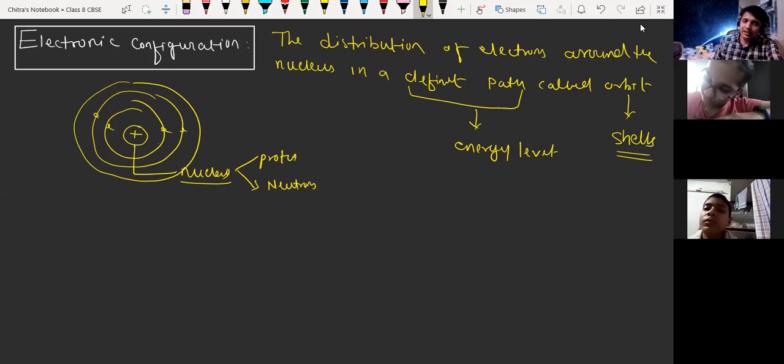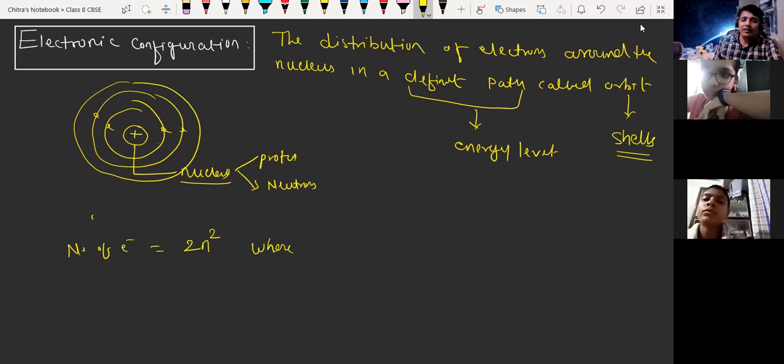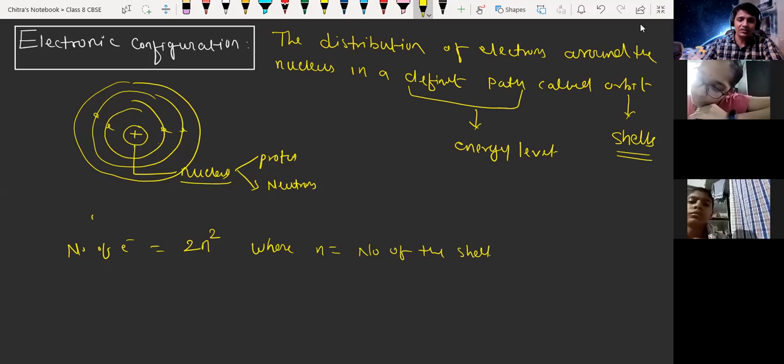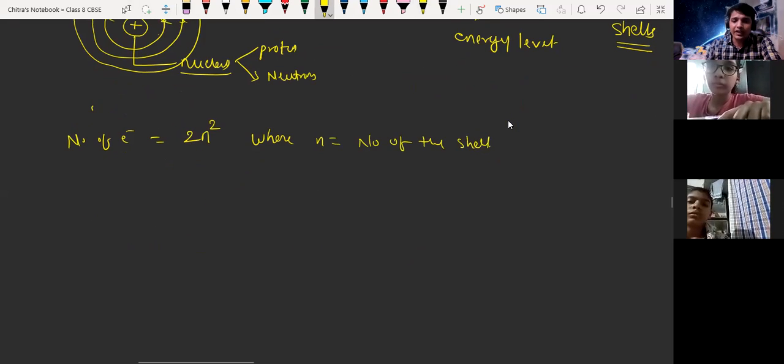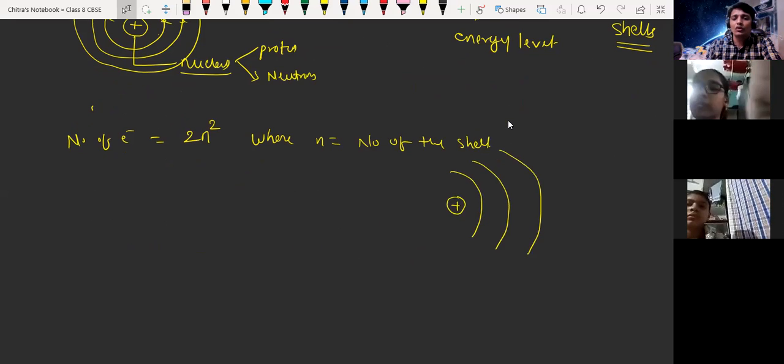So for filling the electrons in a particular shell, we have the formula called 2n square. The number of electrons in a shell equals 2n square, where n represents the number of the shell. Let me explain. Suppose we have the nucleus at the center. Suppose this is the first shell, this is the second shell, this is the third shell, fourth shell, etc.